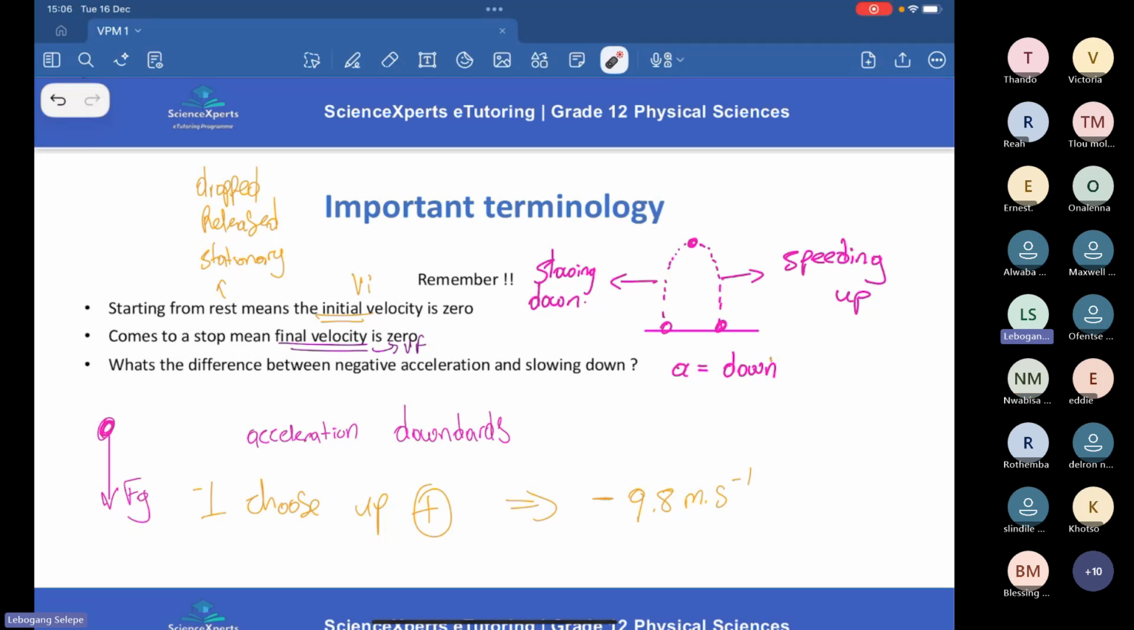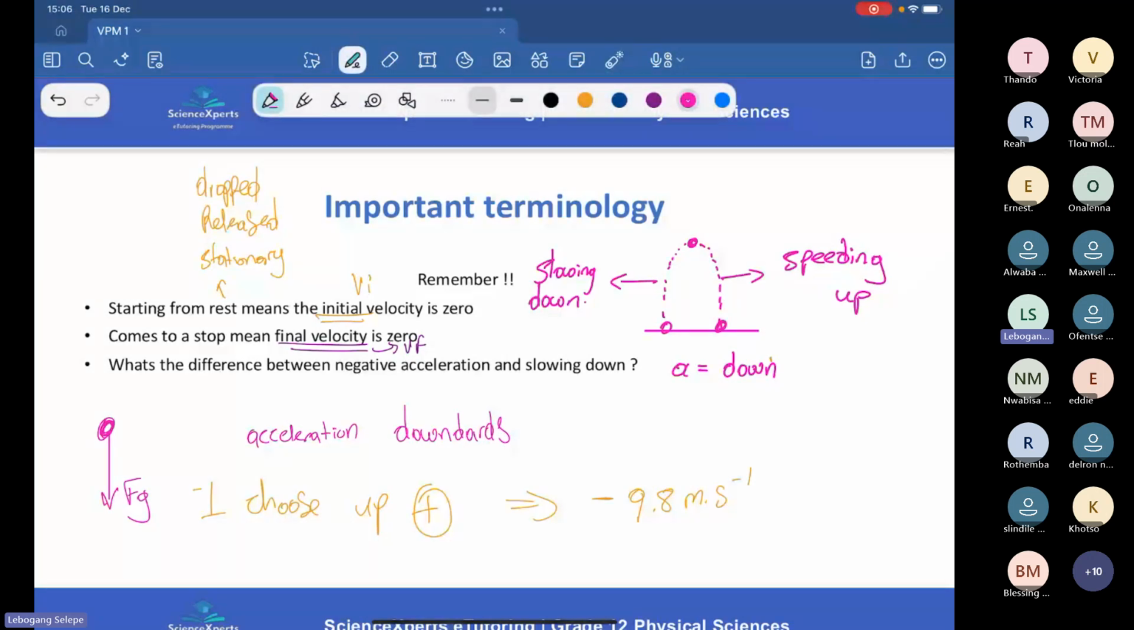Same thing. I said that if your velocity and your acceleration are in the same direction, it means that your object is speeding up, right? So look, this object here is moving down. The velocity is downwards. The acceleration is also down. It's speeding up. That proves that when the acceleration and the velocity are in the same direction, it means that it's speeding up. When they're in opposite directions, it means that it's slowing down.